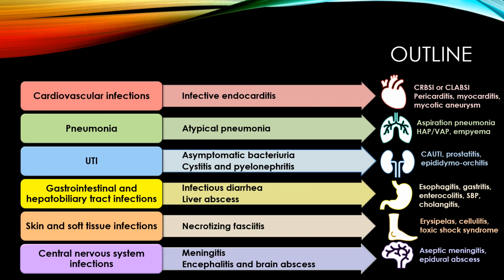Epididymo-orchitis. In the gastrointestinal system, we have gastritis, enterocolitis, spontaneous bacterial peritonitis, and cholangitis. Some of these you may learn from GI or surgery. And necrotizing fasciitis, I talked about NF, but cellulitis is also common. In fact, we have another big group, aseptic meningitis, which is caused by viruses, that we will describe, and epidural abscess.